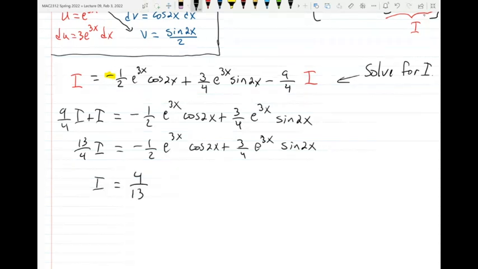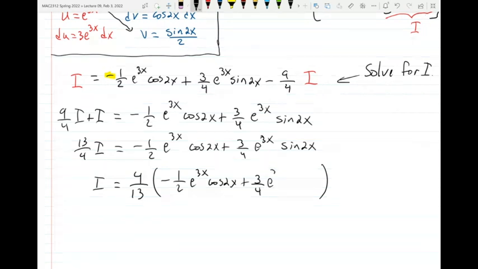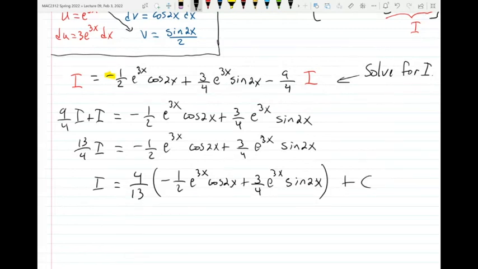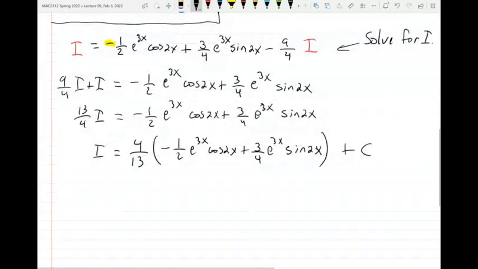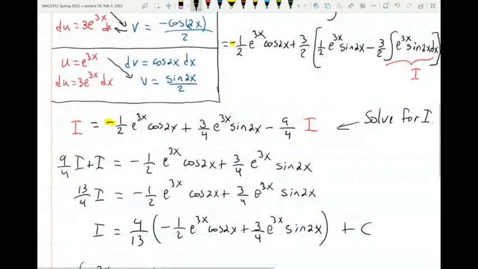So times this. And now remember that we are calculating an integral. So what do we need to write at the end of our integral? What do we write at the end of the answer? Plus C. Very good. Don't forget that. Okay. So moral of the story. Integral of e to the 3x times sine of 2x dx. That was original, right?